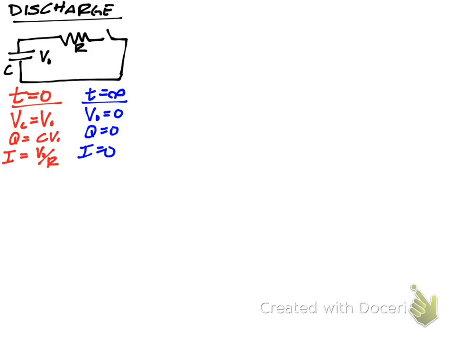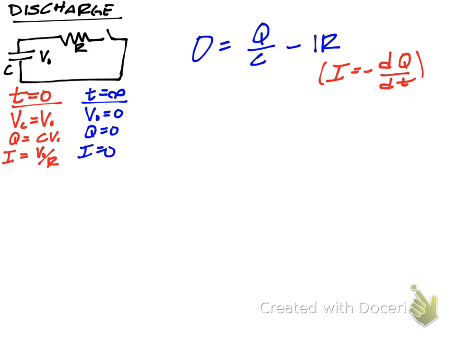So, as a function of time, we're going to do another loop rule. So 0 equals the voltage on the capacitor, which is Q over C, minus IR. Now, in this case, things are a little bit different. Since we're discharging, I is equal to the opposite of the change in charge over the change in time. So we have 0 equals Q over C plus dQ over dt times R.